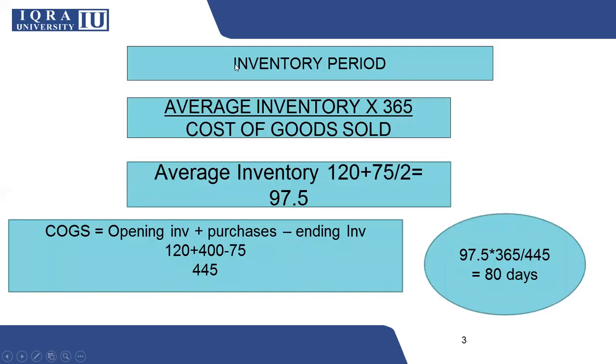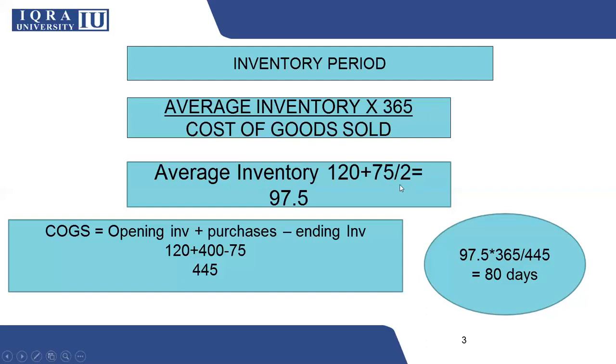So if I'm interested to calculate the inventory period, or inventory turnover days, whatever name you call it, you need average inventory. You multiply by the 365 days of the year and divide by cost of goods sold. Now suppose the question gives you average inventory, then there is no issue, you can directly use that information. If not, then you use this formula: take opening plus ending and divide by 2.